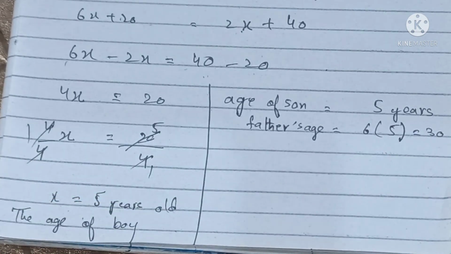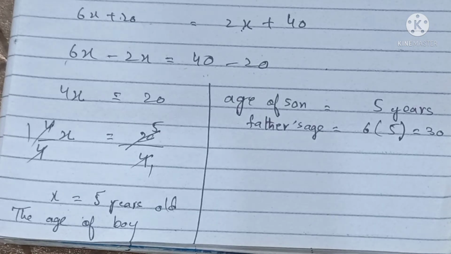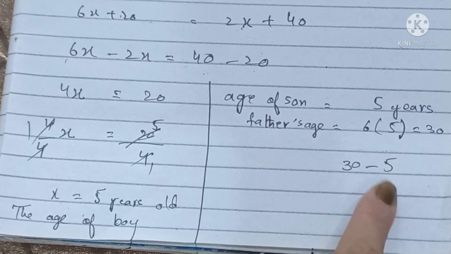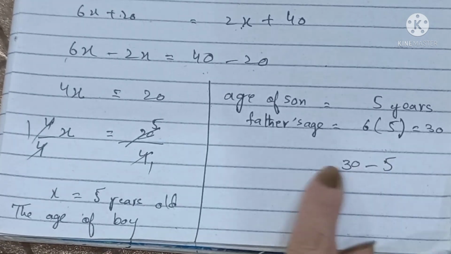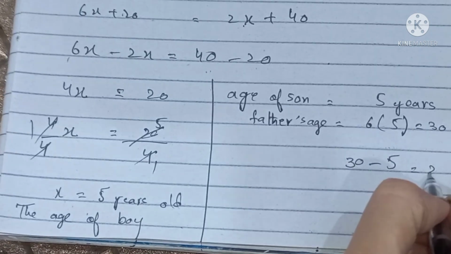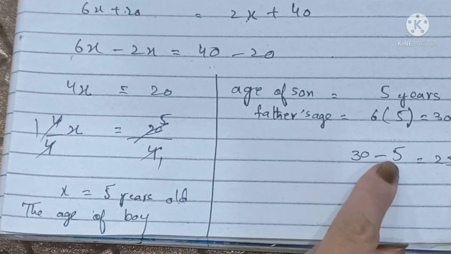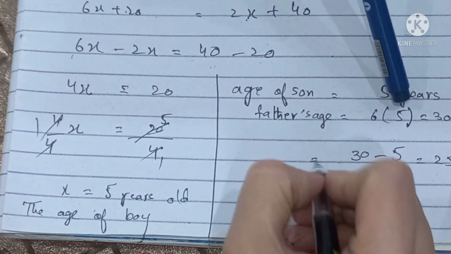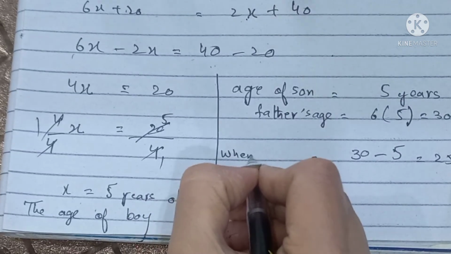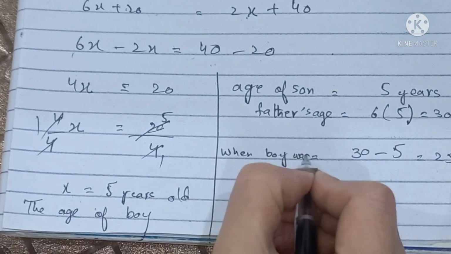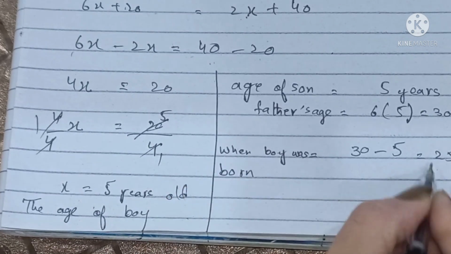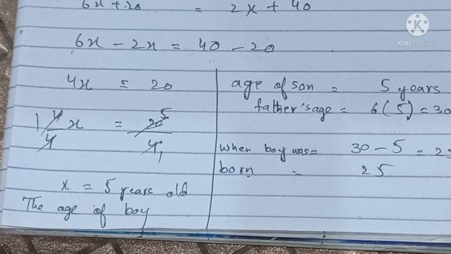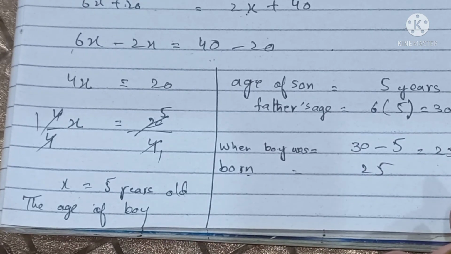When he was born, we will take away this 5 out of 30. We'll take away the age of the boy out of the father's age. Then it will be 25. It means when this boy was born, the father's age was 25. And when he got 5 years old, the father's age was 30.